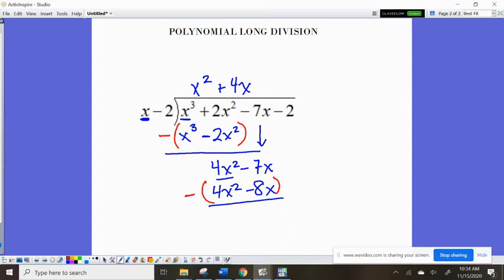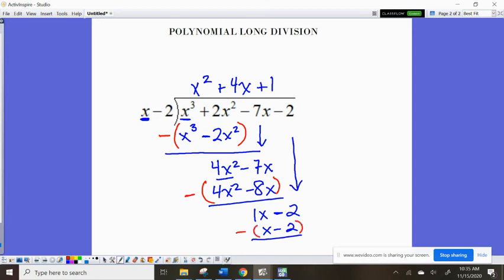This is now negative 7x plus 8x. That leaves us with 1x. And then we drop down our last term, which is negative 2. And we ask the question, what do we need to multiply by x to get 1x? And the answer is 1. We multiply by both parts of our divisor, x minus 2. And then using parentheses, we subtract both of these terms.